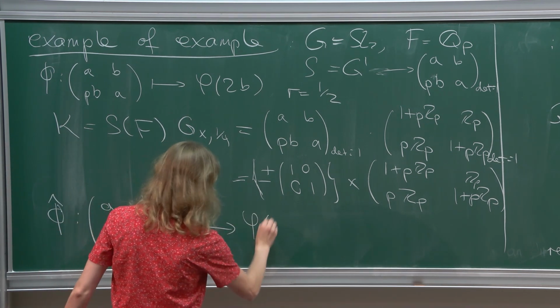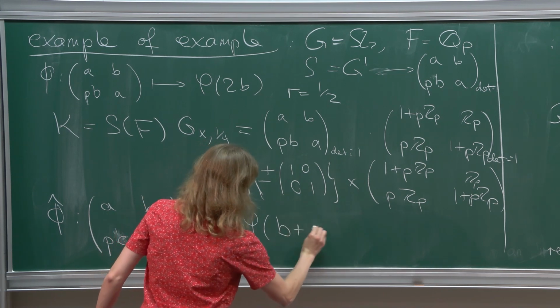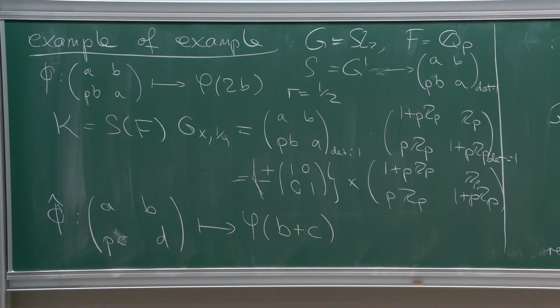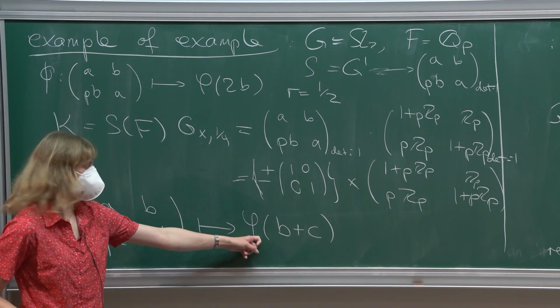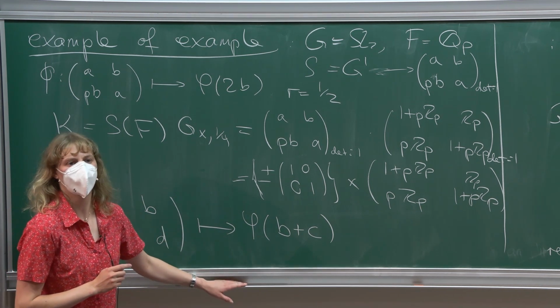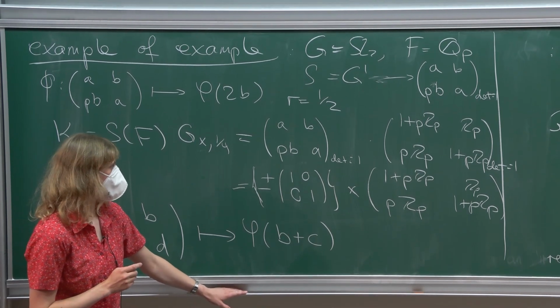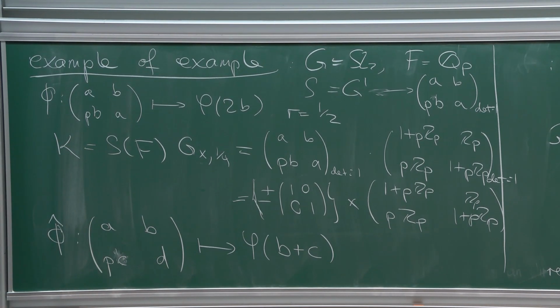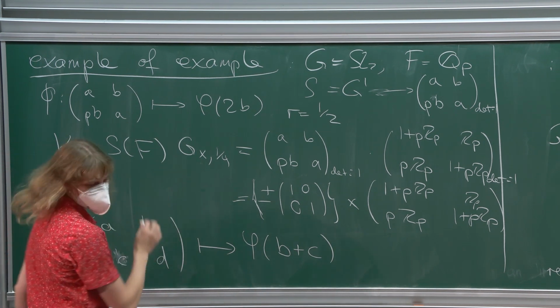And one way to extend it is to send it to P plus C, and then apply this additive character phi. Yes? Should K be S of F sub O? It should be, strictly speaking.